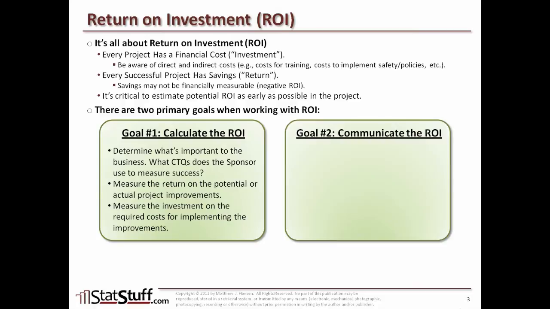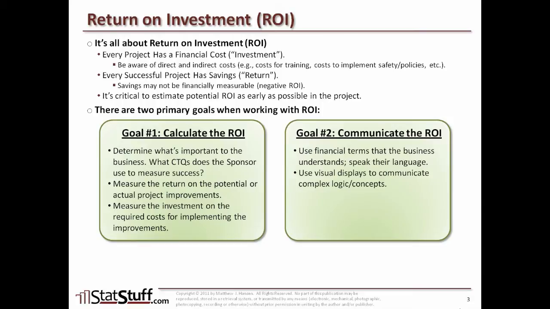And secondly, we said that the second goal was to communicate the ROI. That is, using financial terms, for example, that the business really understands, speaking their language, using their metrics and translating that to a financial perspective. And also using some visual displays that simplify some complex concepts or complex logic that was used to calculate the ROI. But we can do it simplistically, again, using the language and terms and visuals that are relevant to the organization that we're trying to improve. And as well, if we can, try to get a subject matter expert in finance, or a SME in finance, who can help validate our financial savings.